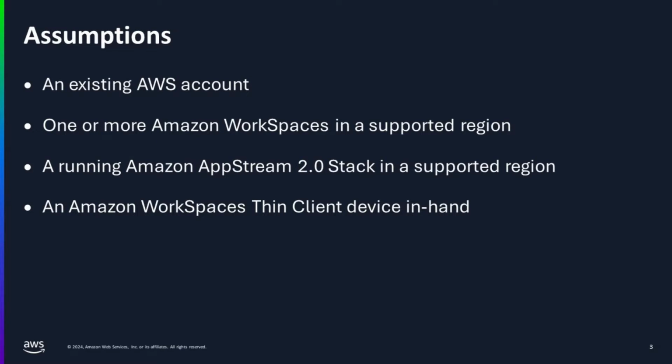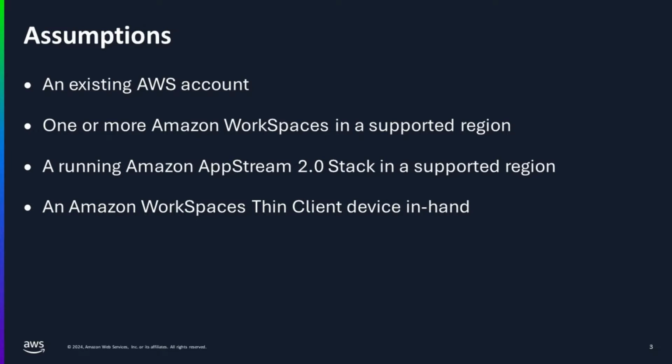This demonstration assumes that you already have an existing deployment of at least one Amazon WorkSpaces and at least one stack in AppStream 2.0 in an AWS region that is supported by the WorkSpaces Thin Client. For a full list of those regions, I'll leave a link to the documentation in the description below.